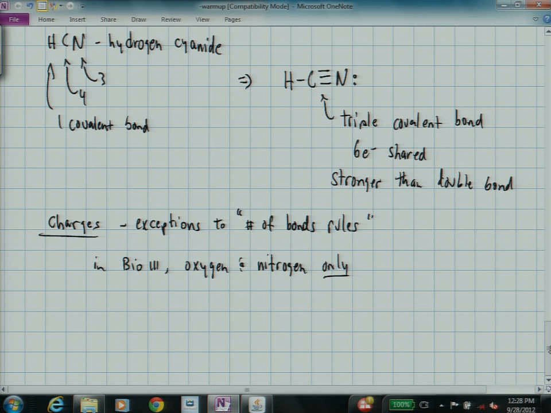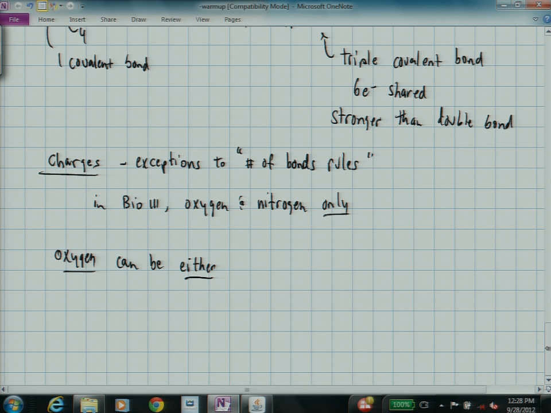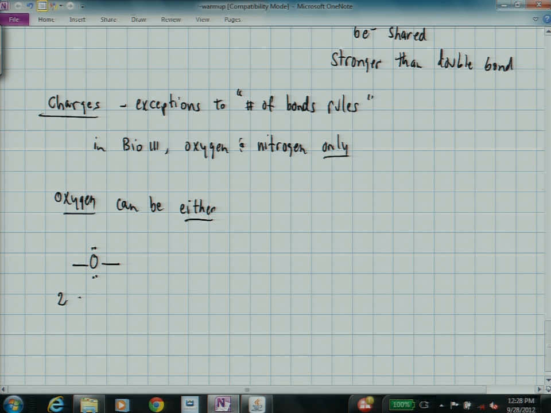And so normally we say, so oxygen can be either of the following. This is the familiar oxygen that we've seen. Okay? It makes two covalent bonds. It has two lone pairs, and there's no charge.